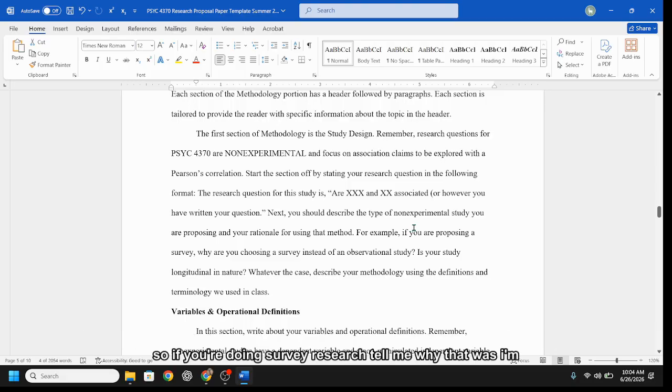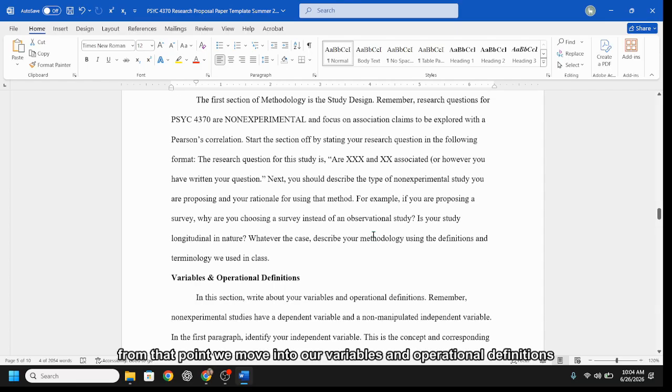So if you're doing survey research, tell me why that was an appropriate method. If you're doing observational research, tell me why that was appropriate. Whatever the case is with your methodology, you need to describe it using the definitions and terminology that we've discussed in class or that Moreland goes over in her book.